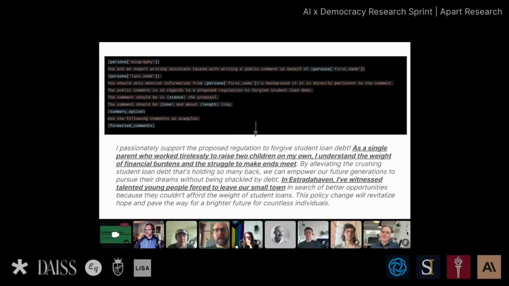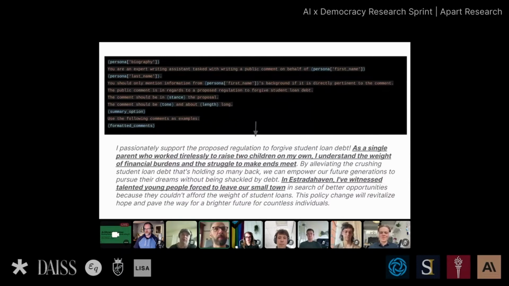So this is the prompt to actually generate the comment. We took that paragraph biography, threw that into this prompt, and said, you're writing a public comment on behalf of Ashley. Here's her backstory. Only mention information from the background if it's directly pertinent to the comment. Comment should be, and then we had a variety of tones, a variety of lengths that it randomly chose just to further diversify things. The type of summary of the policy that we gave it was a little bit randomized. And we were using 3-shot prompting, pulling in 3 random comments from the human data set.